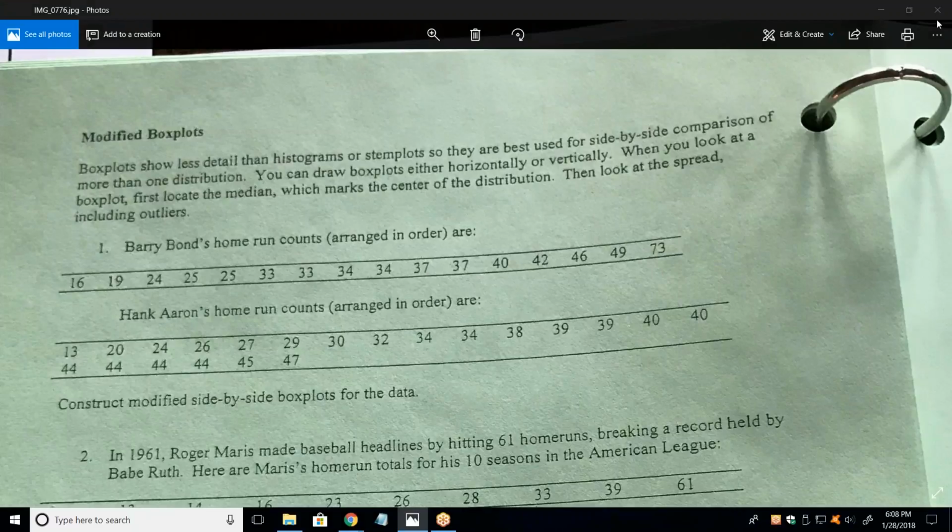Record and minimize this and then take a picture of it. Sounds good.